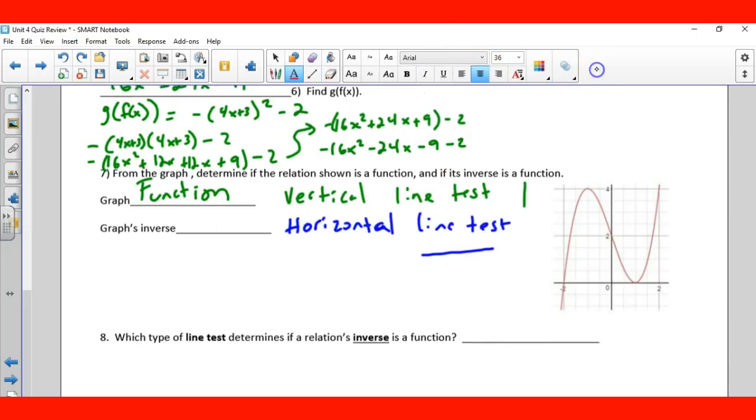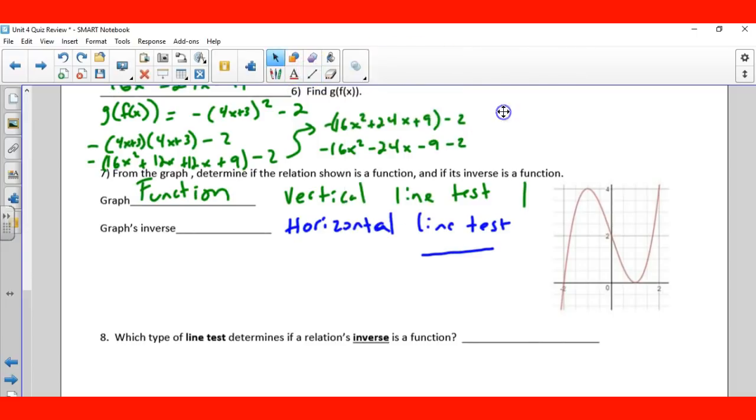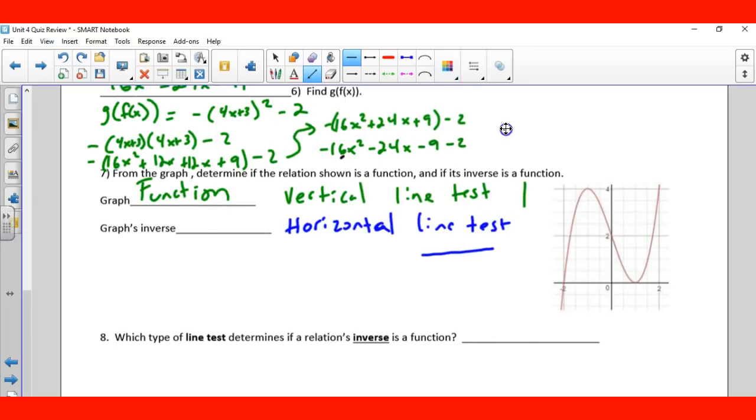Oh, wrong thing. Sorry about that. There we go, horizontal line test. I don't know what just happened to this thing, but don't worry about it. Here we go, horizontal line test. It doesn't matter where you draw it.